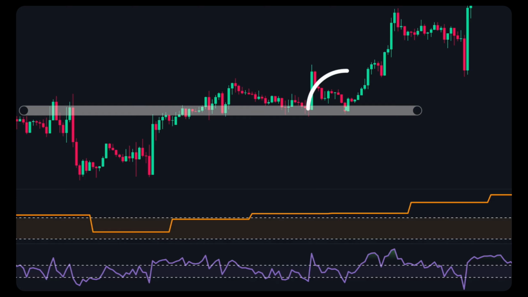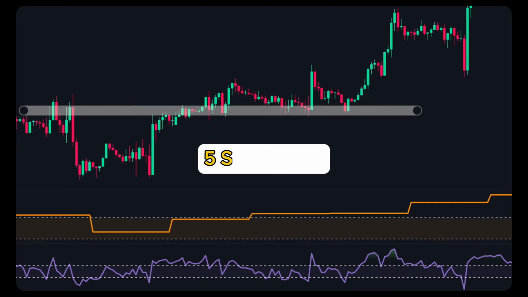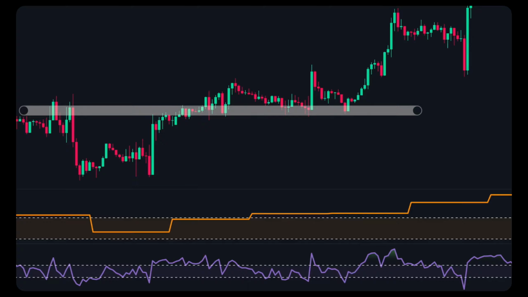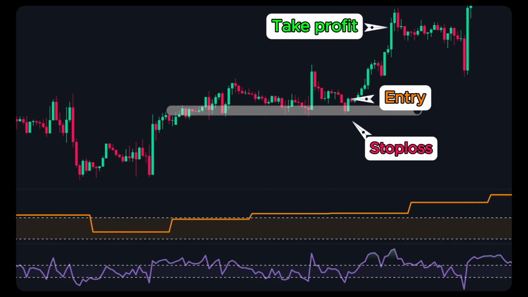A few candles later, the price comes back into the support and goes oversold again. This time, the price creates an engulfing candlestick pattern as the RSI moves above 40. This is a 5-star setup. So, we enter a buy trade at the close of this candle. We keep our stop loss below the swing low and target a 2:1 risk-reward ratio. As you can see, the price achieved our targets on this trade.